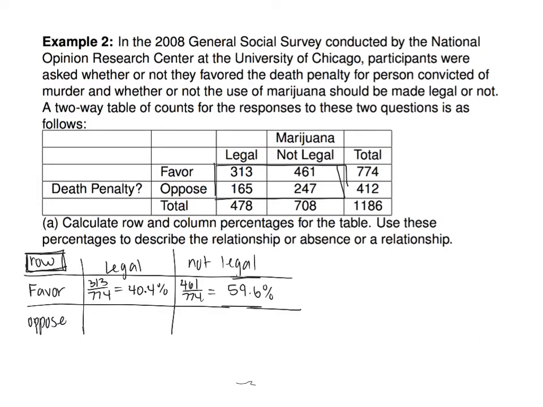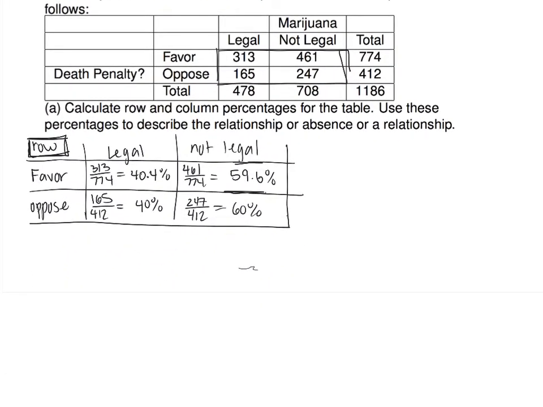And notice that with a row percentage, the total across the row is 100%. Of those who oppose the death penalty, 165 out of 412, which is 40%, think that marijuana should be legal, and the remaining 247 out of 412, which is approximately 60%, think that marijuana should be not legal. So those don't look so different. Let's do the column percentages next.